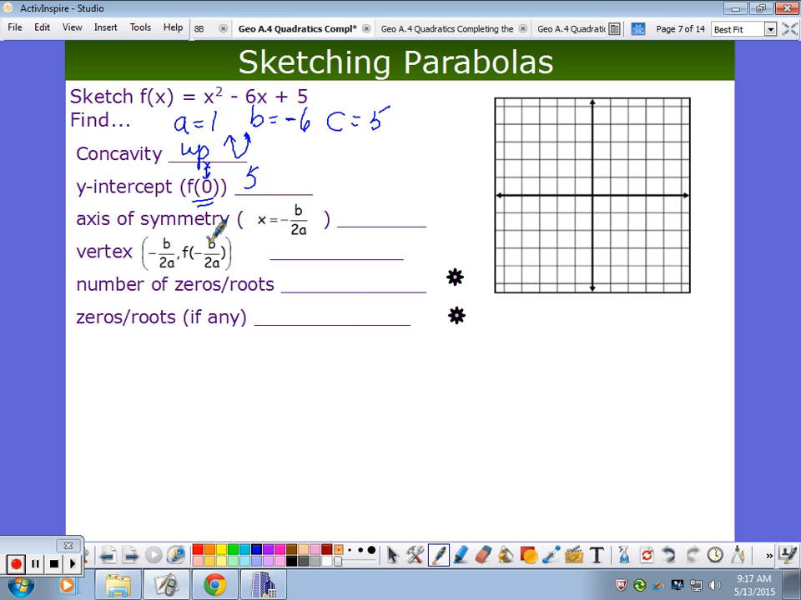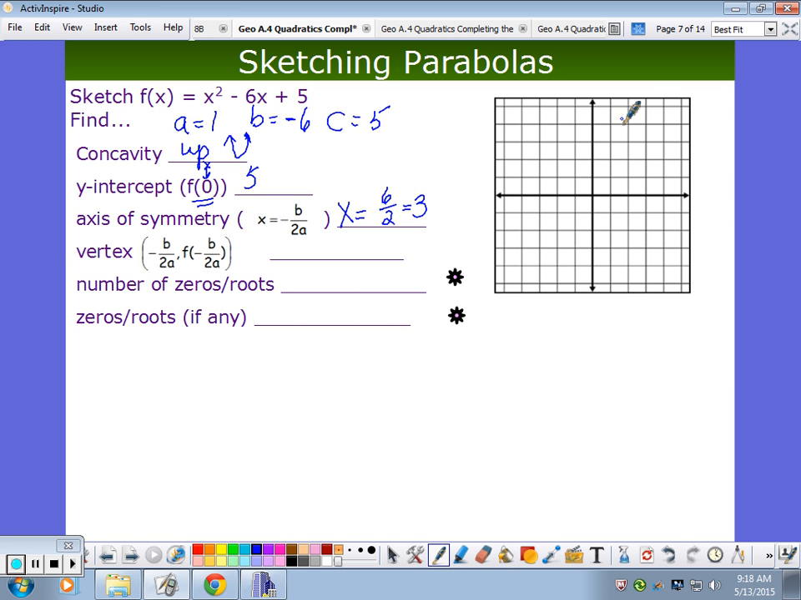All right. Axis of symmetry. X equals negative b over 2a. It's a line, so x equals is important. That says I'm defining a line. So x equals negative b, well, negative negative 6, 6 over 2 times a. That's 3. X equals 3.